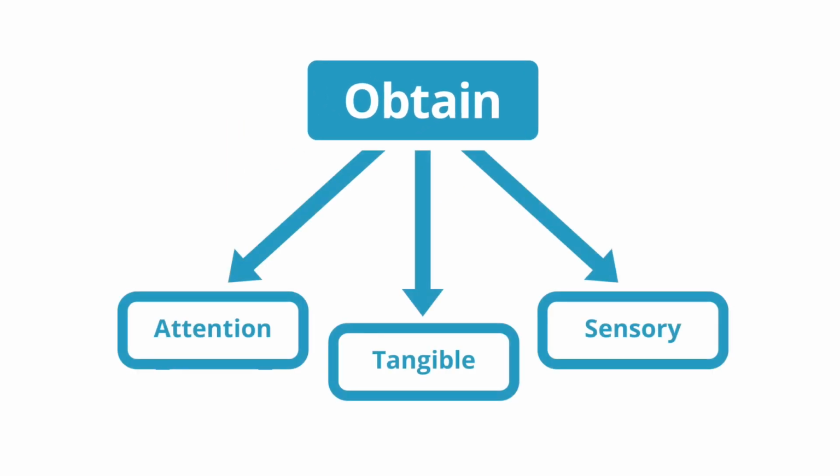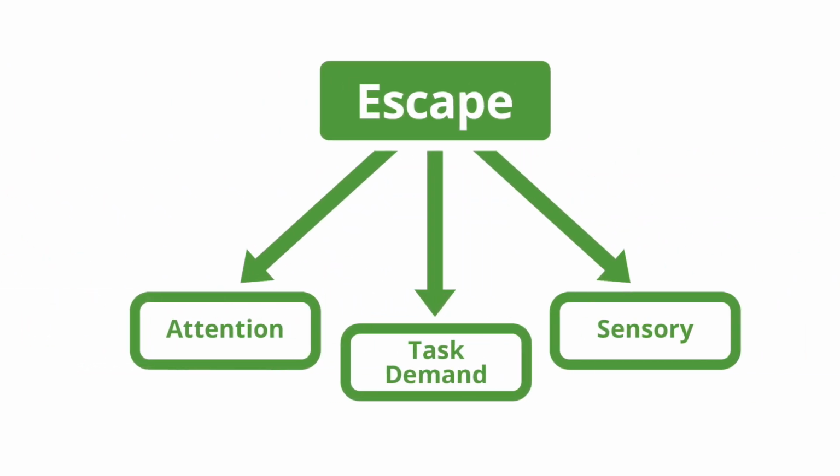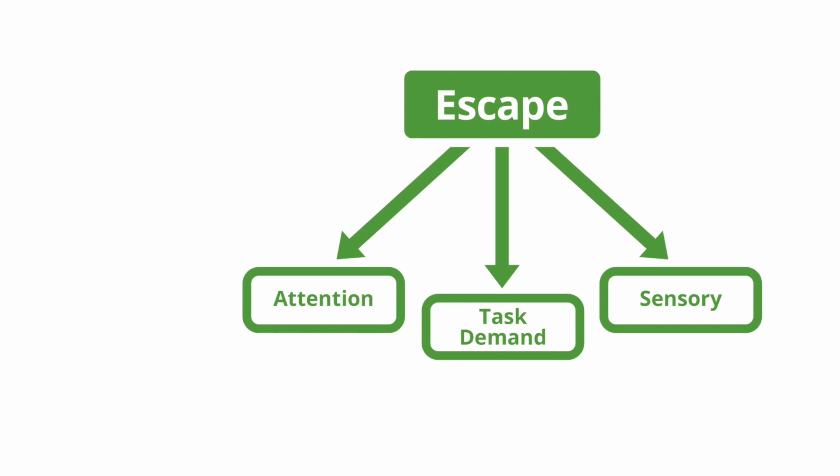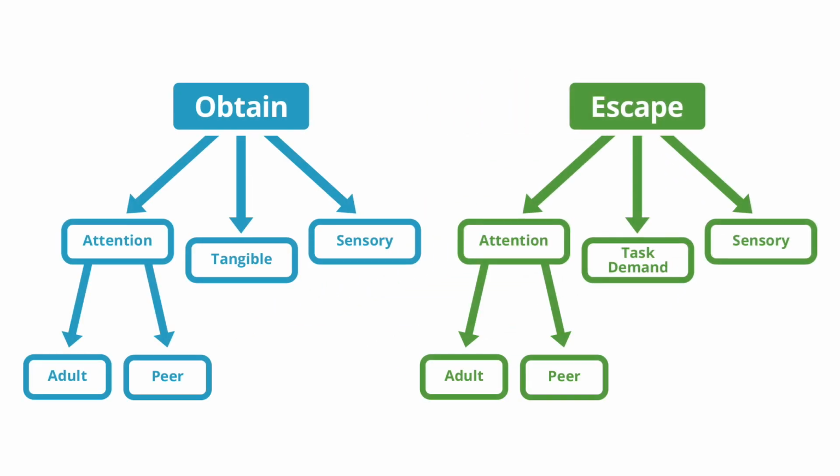A person may engage in a behavior to obtain social attention, to obtain sensory stimulation, or to obtain something tangible. Something tangible can be defined as an item or activity that is perceived through touch. A person may also engage in a behavior to escape things such as social attention, the demands of a task, or sensory stimulation. Attention from adults or peers can be something a student wants to either obtain or avoid.